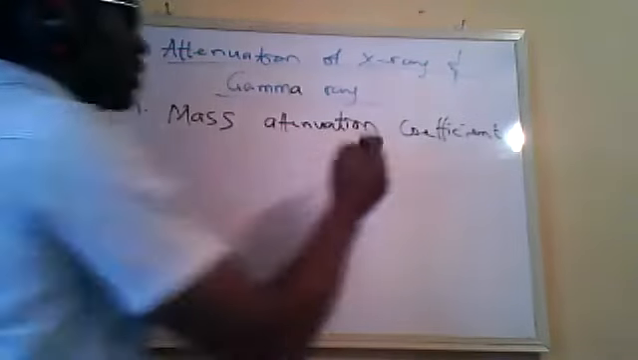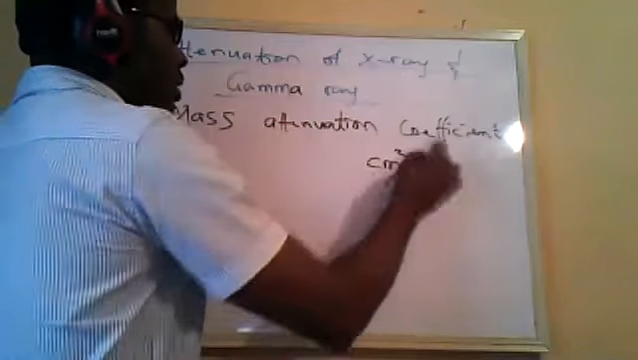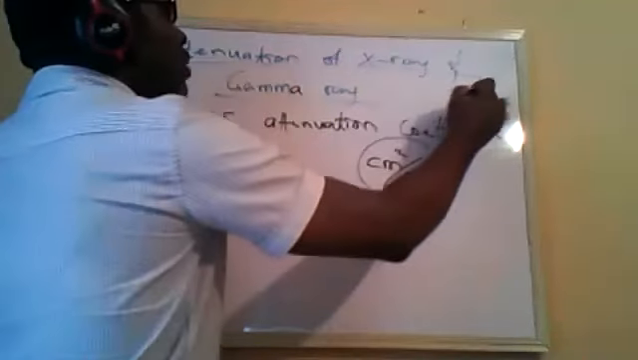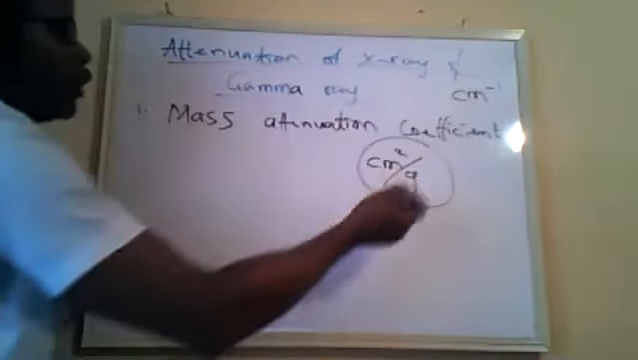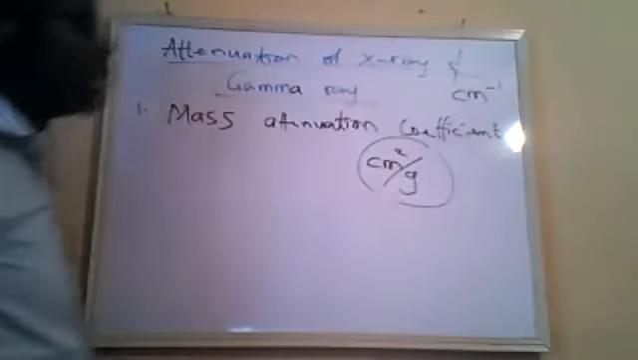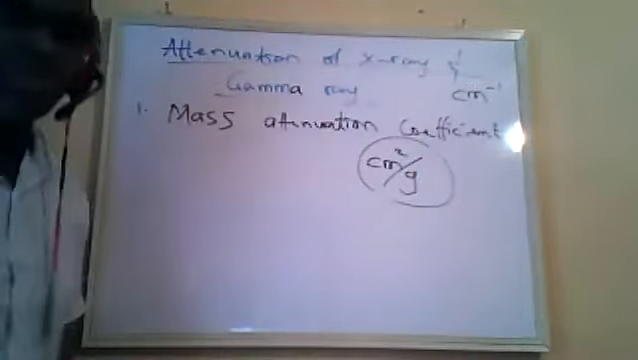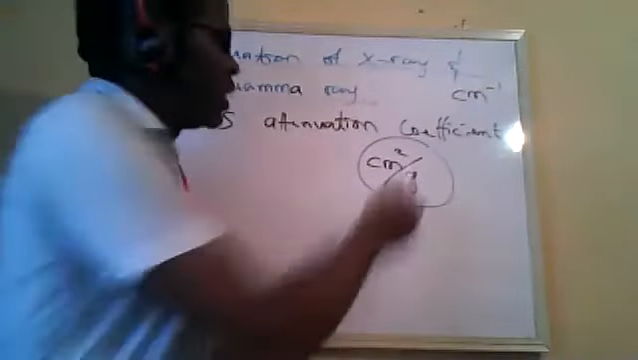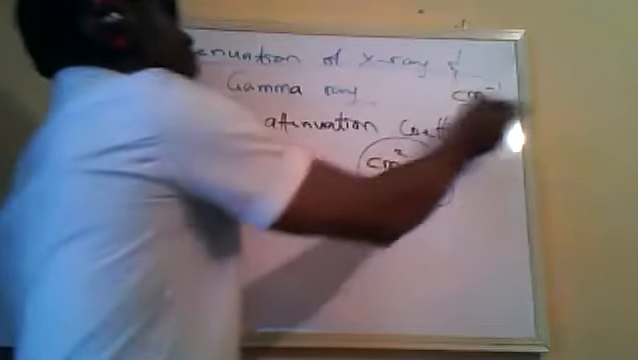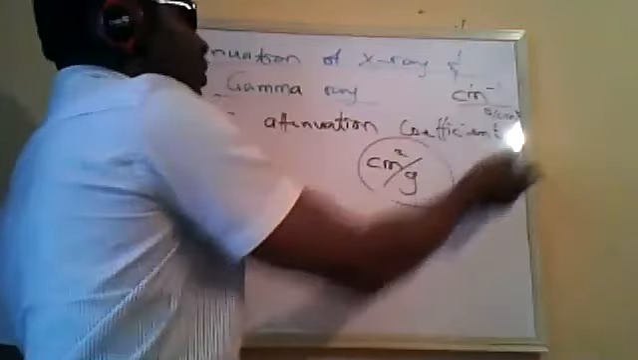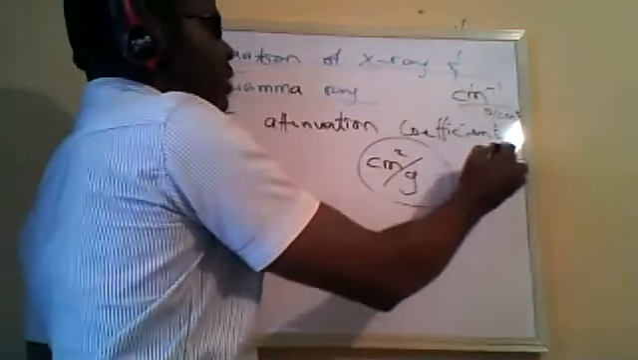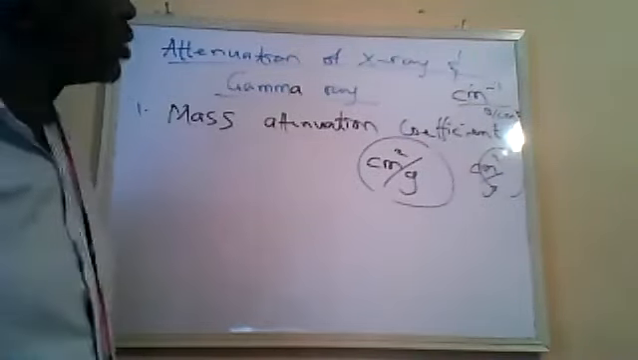The unit for mass attenuation coefficient is centimeters squared per gram, as against that of the linear attenuation coefficient, which is per centimeter. If you divide per centimeter by density, and density is in gram per centimeter cubed, another unit for it instead of kilogram per meter cubed, then if you bring gram per centimeter cubed, we have centimeter squared remaining over gram. So centimeter squared per gram is the unit for mass attenuation coefficient.